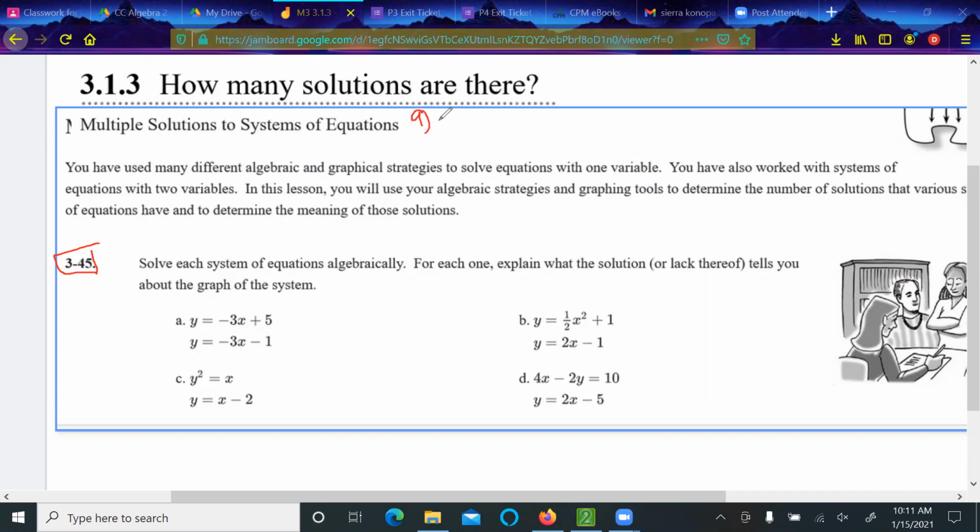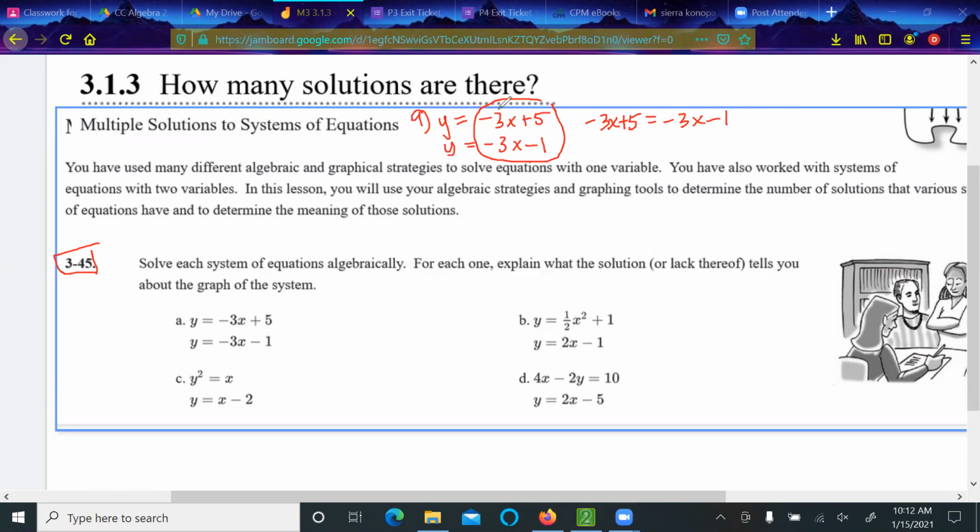A, let's go. y equals -3x plus 5, and y equals -3x minus 1. Those are our two equations. These are both lines, right? Linear equations. We want to see where they intersect. We could use the equal values method because they're both y equals. So I could set these two equal to each other: -3x plus 5 equals -3x minus 1, like so.